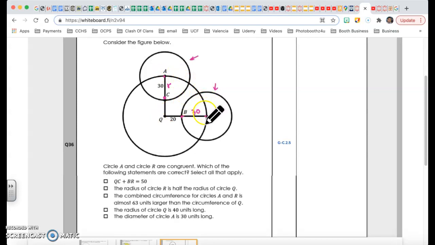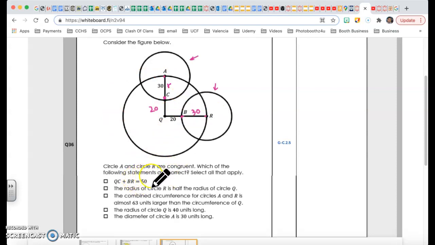Okay. Because of that, this whole thing is the same thing as this whole thing. So if this is 30, this is 30, the little piece is 20, therefore this little piece has to be 20, right? Because my radius is the same. If this radius from Q to R is a radius and is 50, then the other radius from Q to A is also 50. If that's 30, then that has to be 20, because it's the radius of the big circle, which is Q.